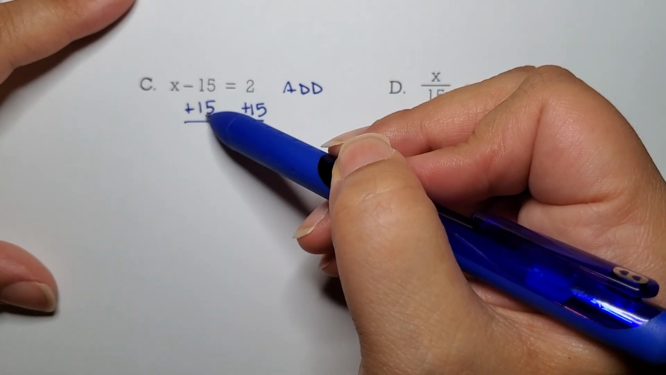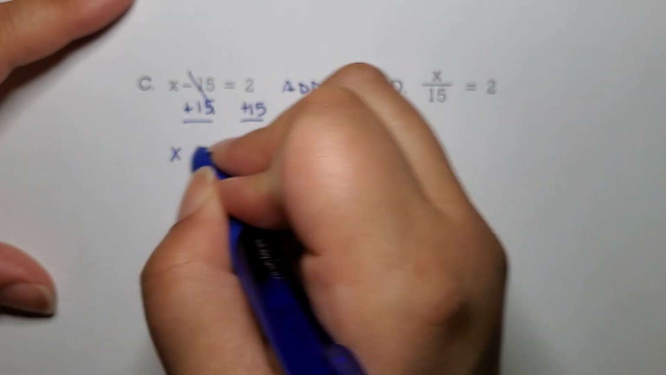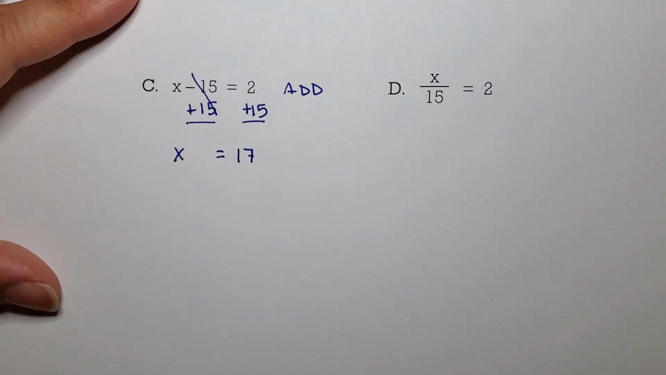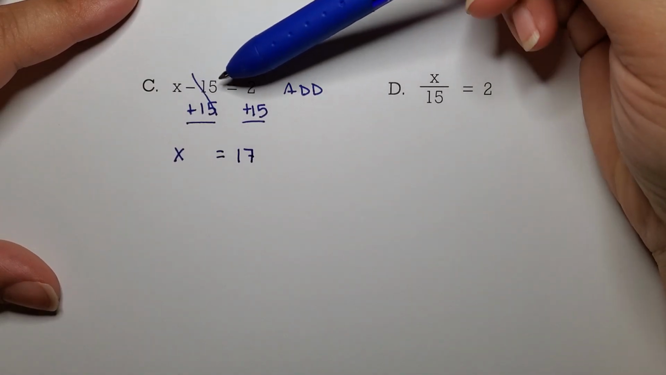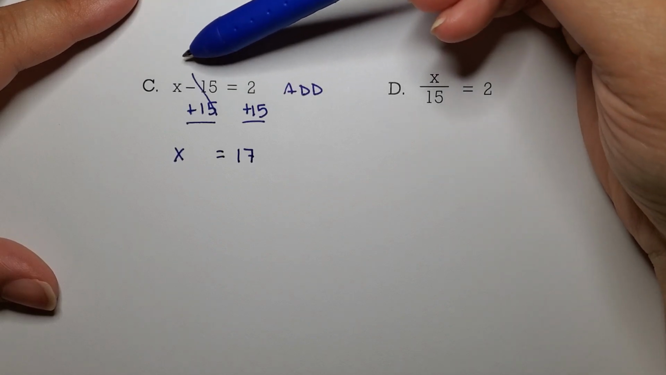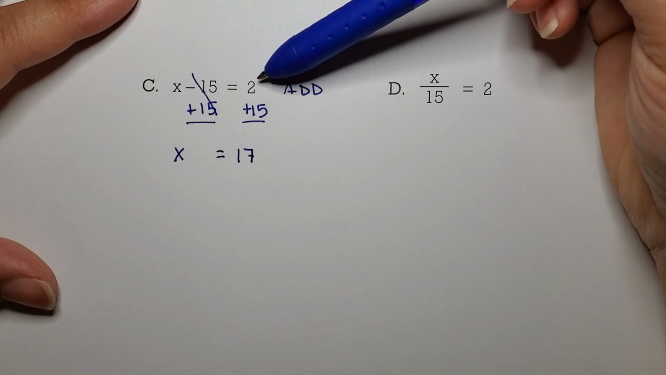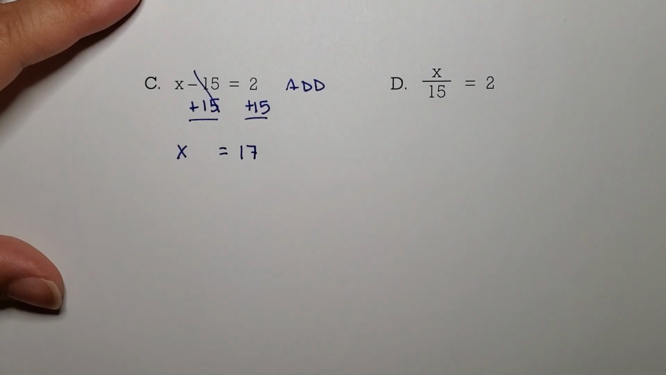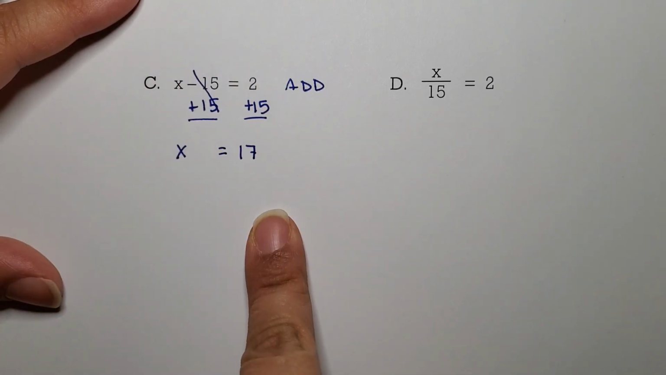The negative 15 and the plus 15 are going to cancel each other out, and that gives me an x on the left. And then 15 plus 2 is 17. You can also think about this equation, x minus 15 equaling 2. You could also think of this as asking the question, what number minus 15 is going to give you 2? Well, 15 plus 2 is 17. So 17 minus 15 should give me that 2. Okay? That's essentially what we're doing in this process.